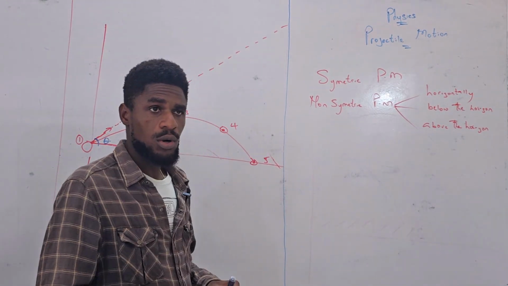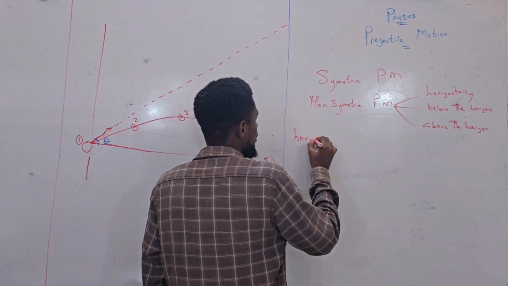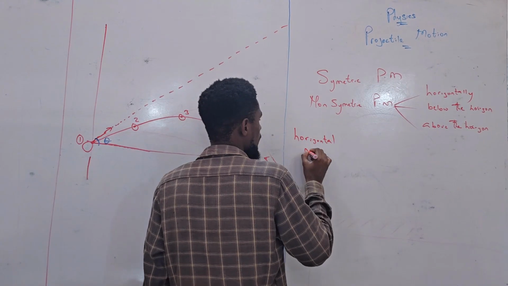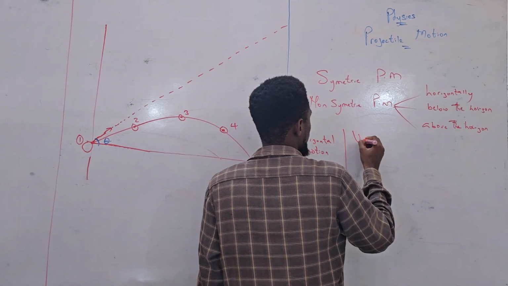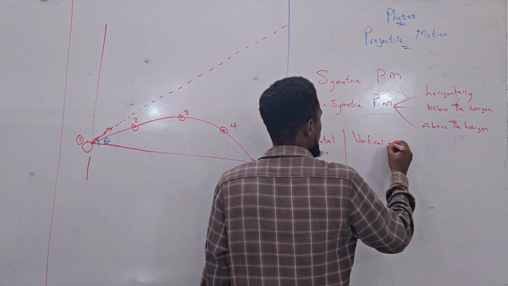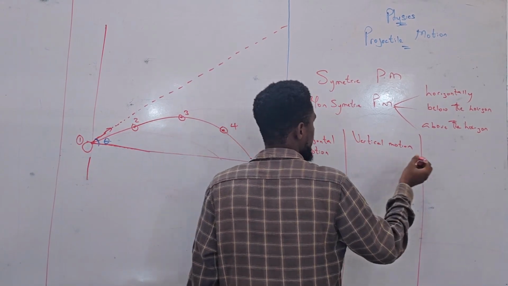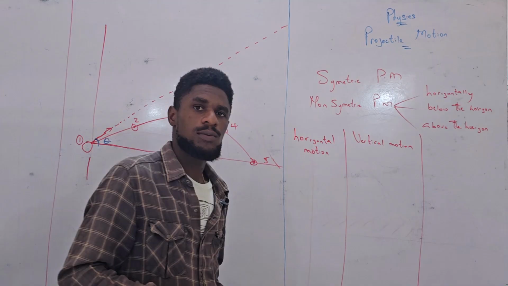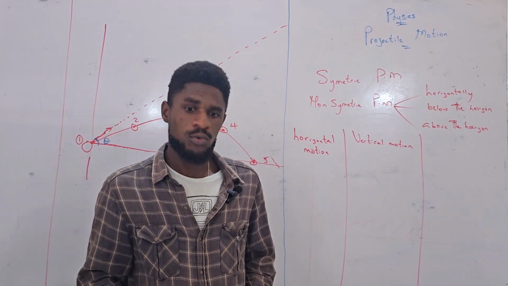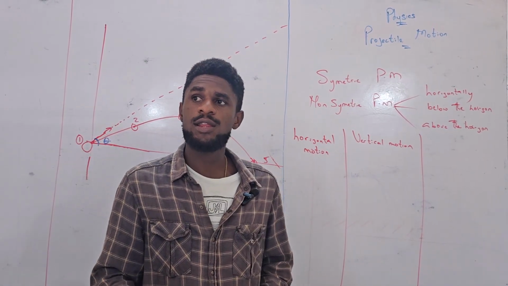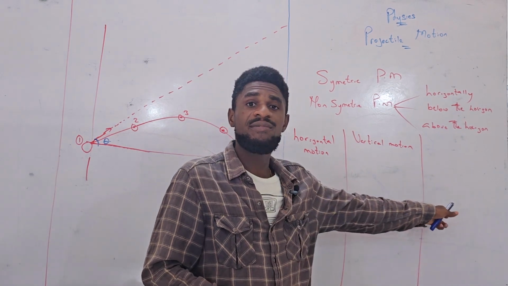Since I have motion horizontally, I can draw a table and label this as horizontal motion. This should be vertical motion, and then this will be the combined. Acceleration is a vector quantity, displacement is a vector quantity, velocity is a vector quantity. So when we combine what is going on horizontally and vertically, we'll have the vector itself.